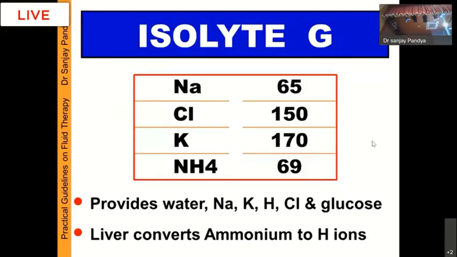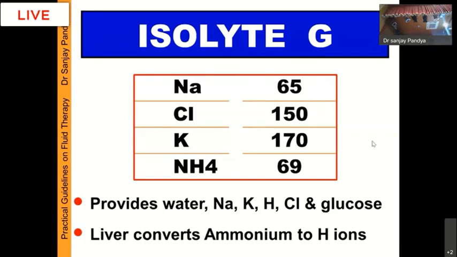It has a sodium. See, in vomiting, what is lost? HCl. And when HCl is lost, we need to provide chloride-rich fluid. And therefore, in Isolyte G, chloride is 150 milliequivalent. Against that, sodium is how much? It is 65 milliequivalent. In normal saline, how much sodium is there? 154 milliequivalent. So, chloride content is identical to that of the normal saline, but then sodium content is very low.